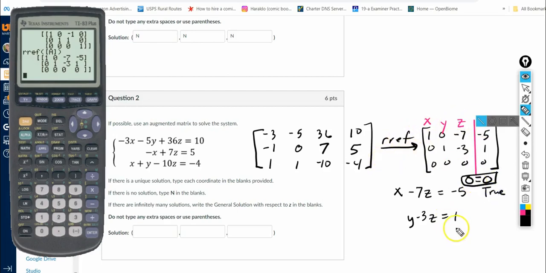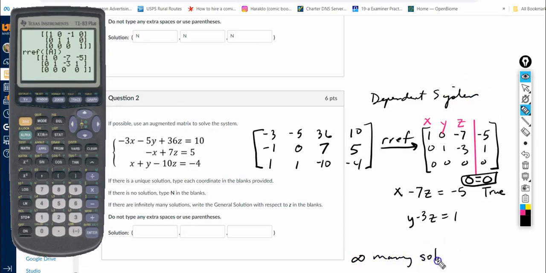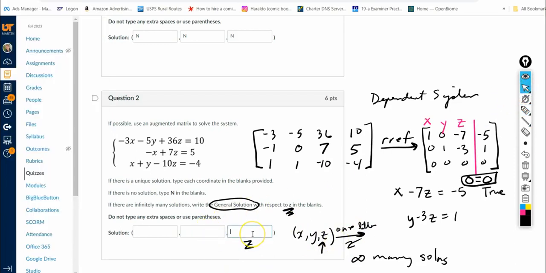All of the variables have been eliminated. When that happens, we have a dependent system, and there are infinitely many solutions. Now, when there are infinitely many solutions, you have to write the general solution. So instead of 3 letters, you have to write it with 1 letter, and you have to use the letter Z. So we already know you're going to keep the letter Z. So already I know in here I'm going to have the letter Z.